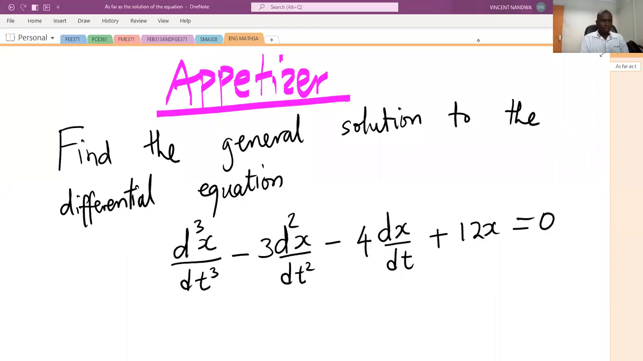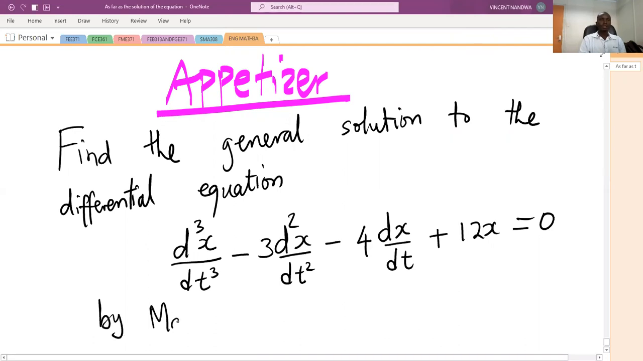Welcome to this session. This session solves the third order differential equation by matrix method. Find the general solution to the differential equation by matrix method. So that's the problem we are interested in solving. Please write the question.